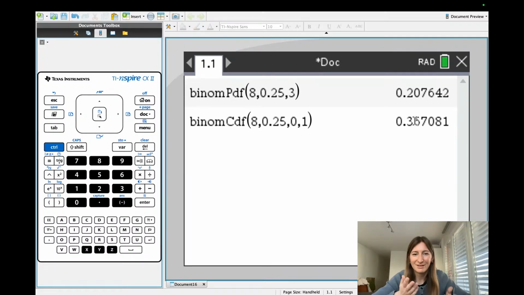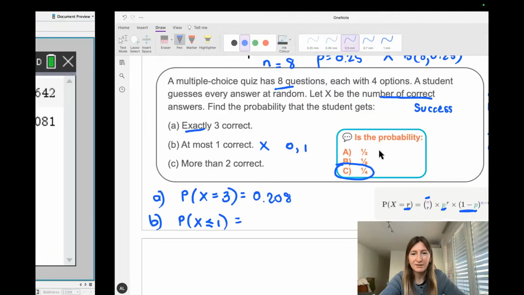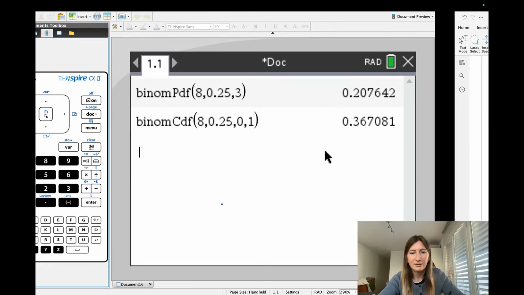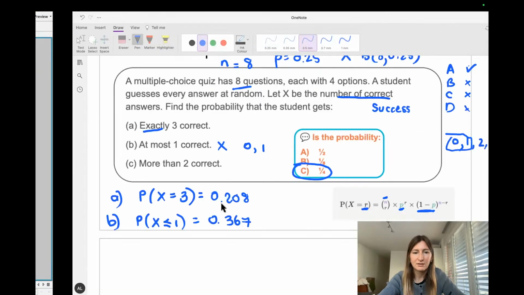All right, 0.367. So 0.367. And double check. Yes, we have rounded that correctly.